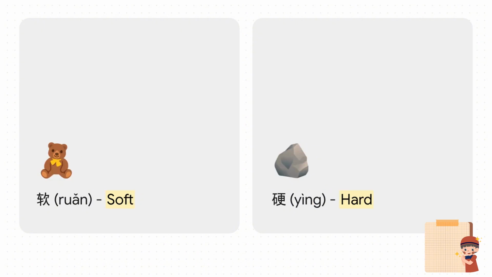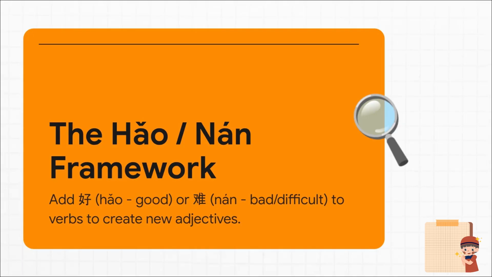How about texture? You know, how something feels. A pillow is ran, or soft. And a rock, well, that's ying, or hard. It's another simple pair that instantly expands what you're able to describe. All right, I need you to get ready for a fantastic language hack. This isn't just about learning pairs of words anymore. This is about learning a system to create your own.